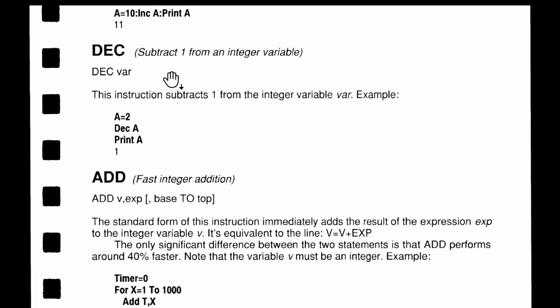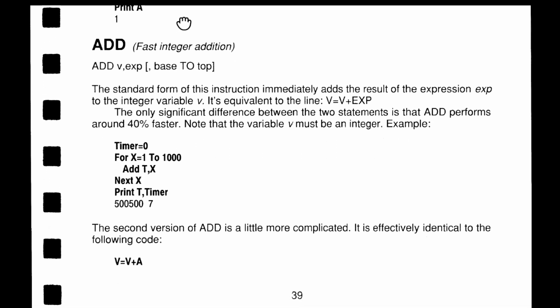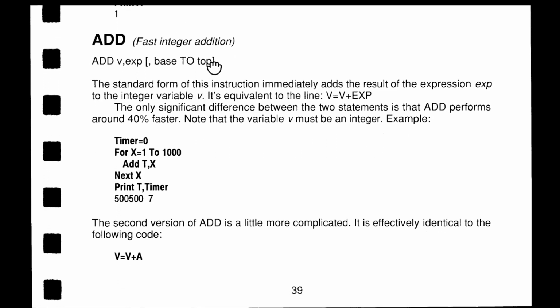11. Dec: subtract 1 from an integer variable. Dec var subtracts 1 from the integer variable var. Example: A equals 2, Dec A, Print A. 1. Add: fast integer addition.